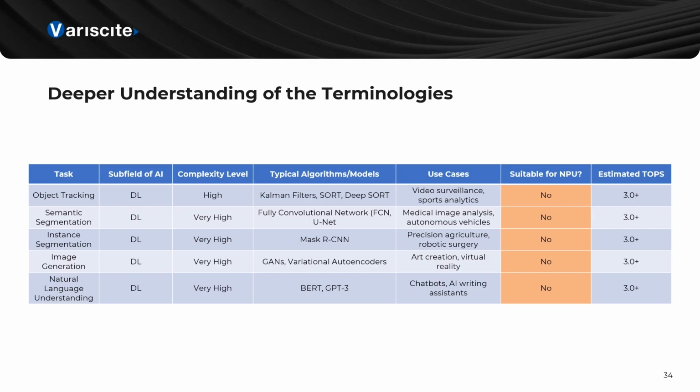Here's another table showing even more complex deep learning tasks like object tracking, segmentation, image generation, and text understanding. These applications and models require more processing power, so it's important to consider if an embedded NPU is appropriate for these applications. Again, I don't want to draw a hard line in the sand and say it's not possible. Depending on your application and how well you can optimize your model and how long of an inference time is acceptable to your application, you may have success with one of these models.